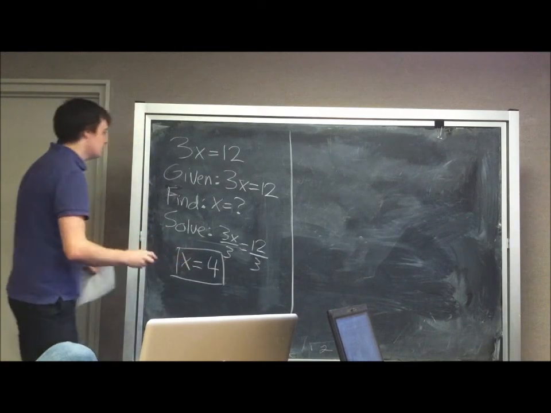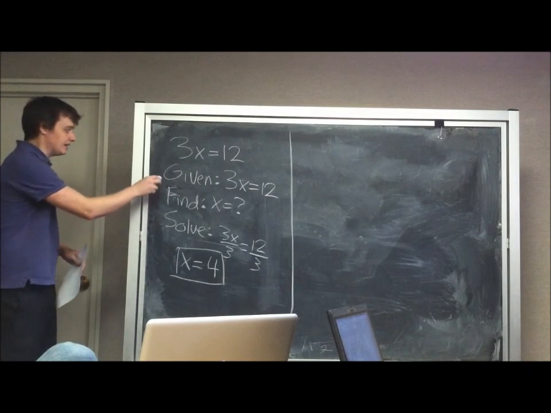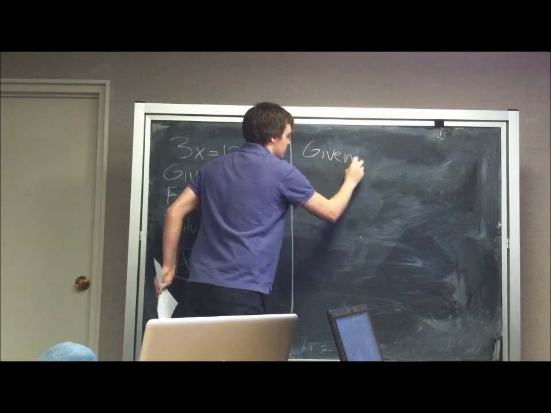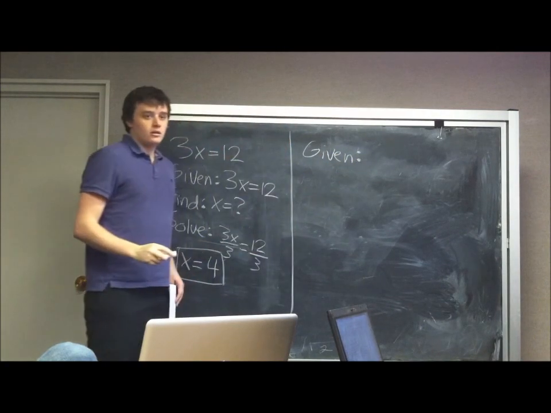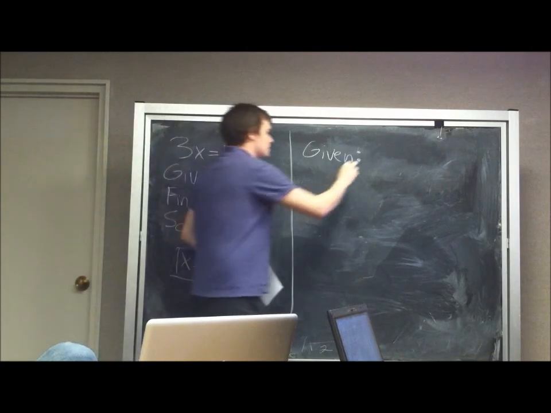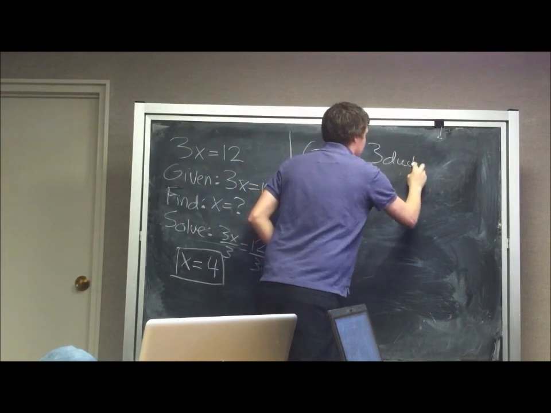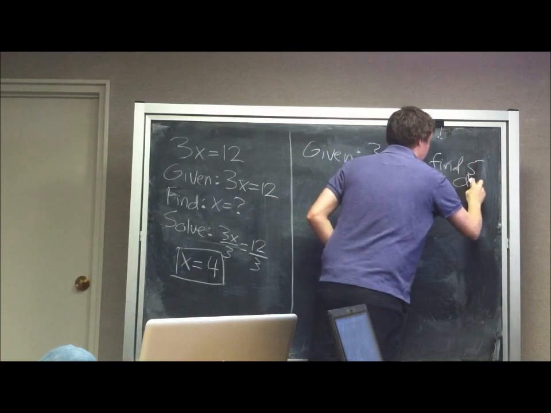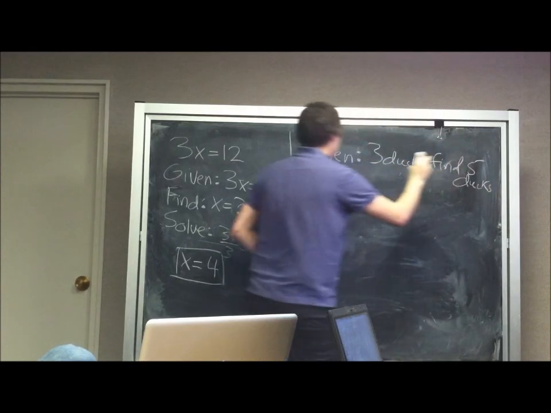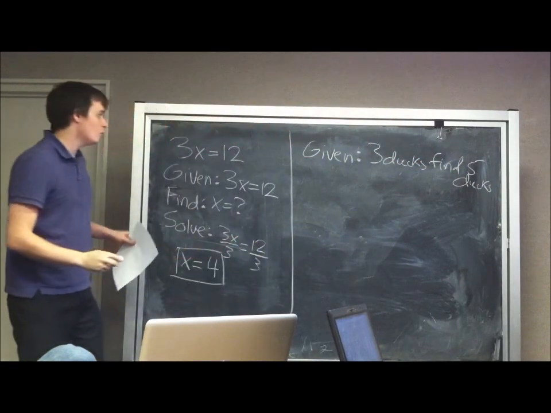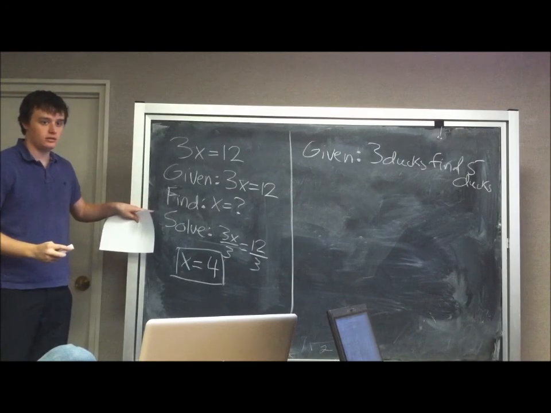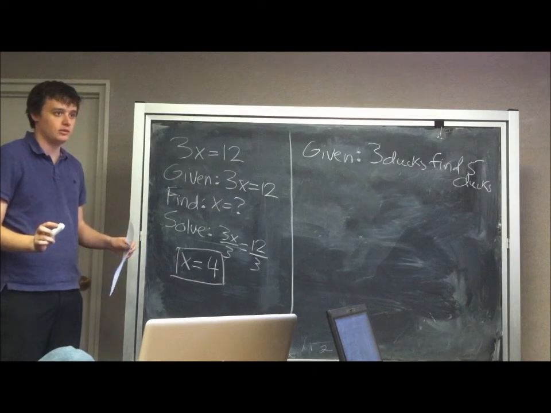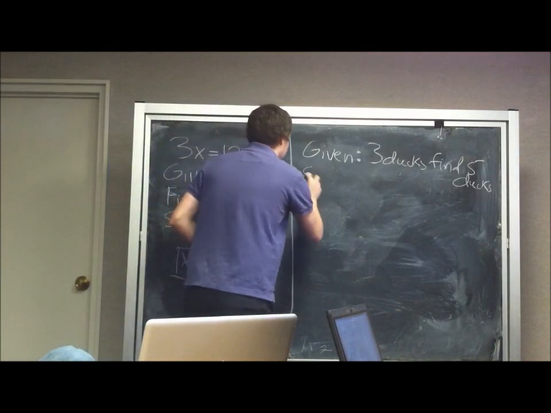Okay, so, using these steps, what do we need first? We need given. Okay, someone tell me what we are given. 3 ducks find 5 ducks. Perfect. Okay. Now, what is it that we're trying to find? Anyone know what we're trying to find in this problem? The total number of ducks.